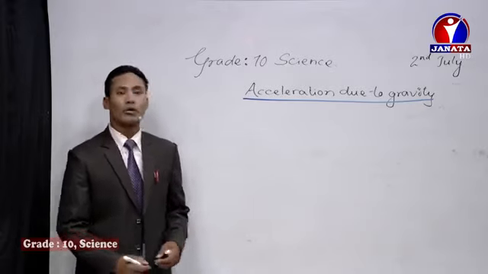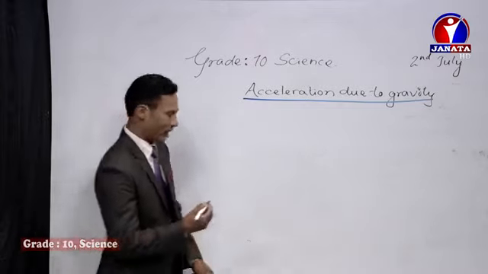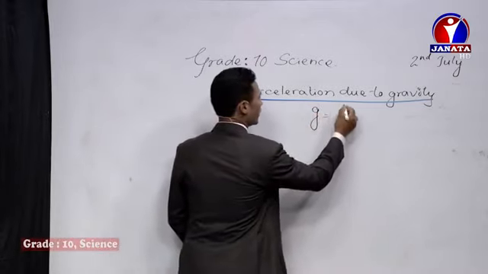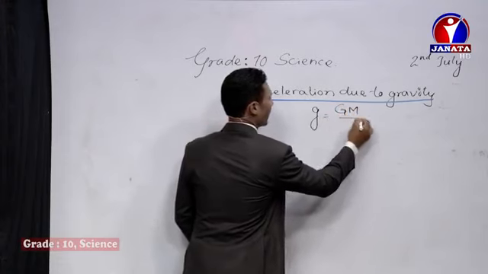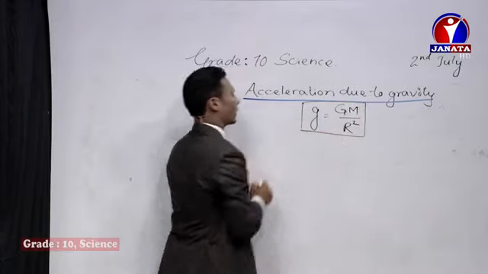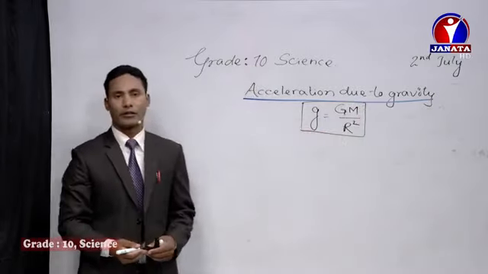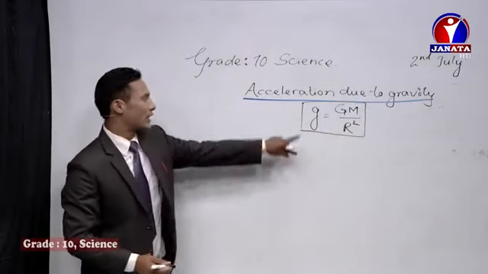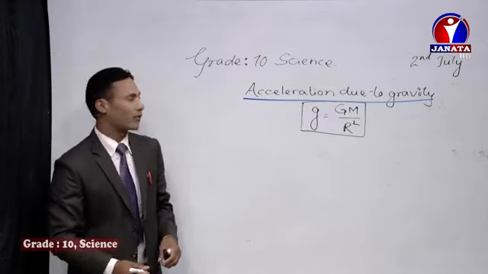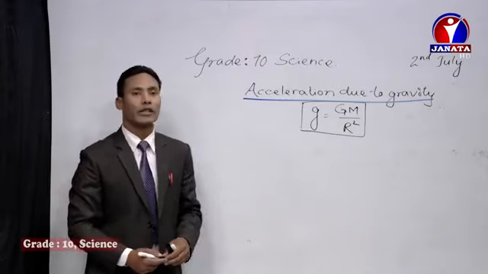We have also derived the formula for acceleration due to gravity, that is g equals GM by r square. This we derived previously, the formula for acceleration due to gravity, that is g equals capital G capital M by r square.